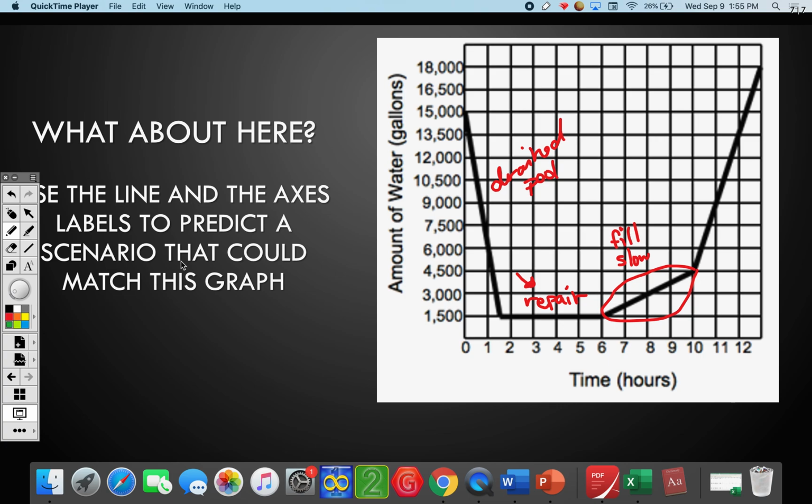Now, something else to notice is that it started at 15,000 gallons and that it ended at 18,000 gallons. That means it had more water in it after than it did before. Why would there be more water in it after than there would be before? That again is going to support that it needed repaired. Maybe there was a leak.